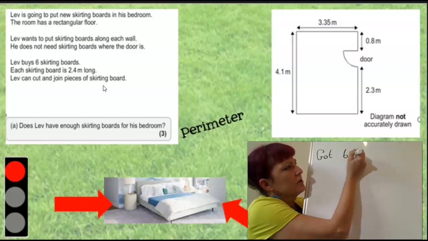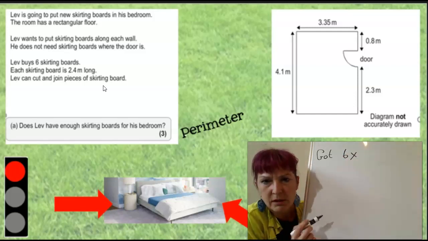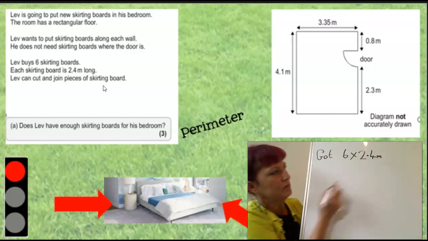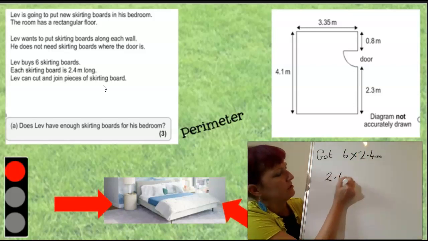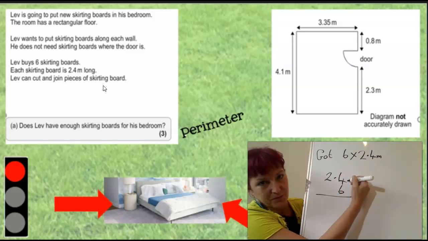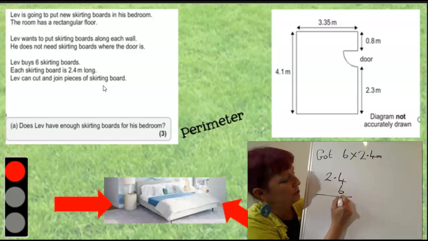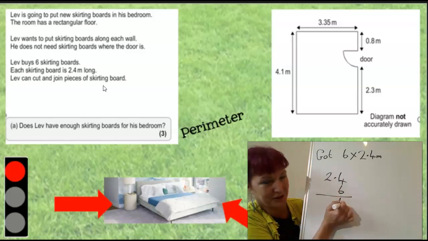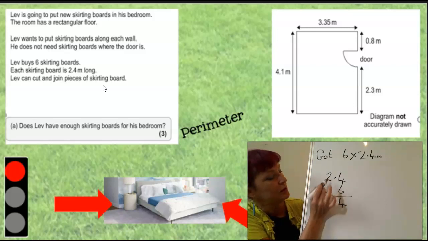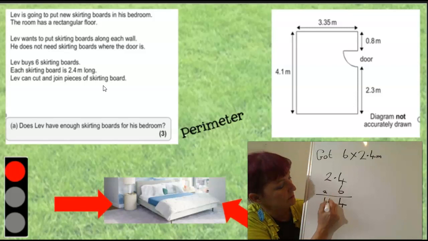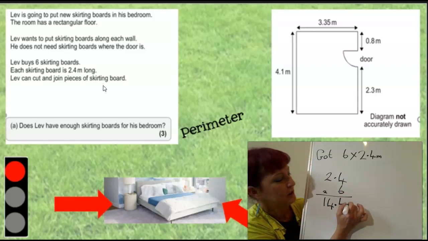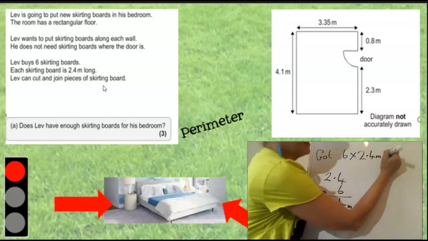So 6 times 2.4 meters. Different ways of doing it. I'm going to do it like this. My 6 here. 6 times 4, 4 6s, 24. My 2 goes there. My 4 goes there. My 2 up there. 6 times 2, 12, 13, 14. I'm going to drop my decimal point down. 14.4 meters.